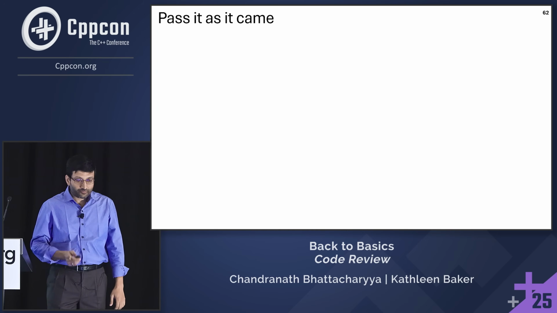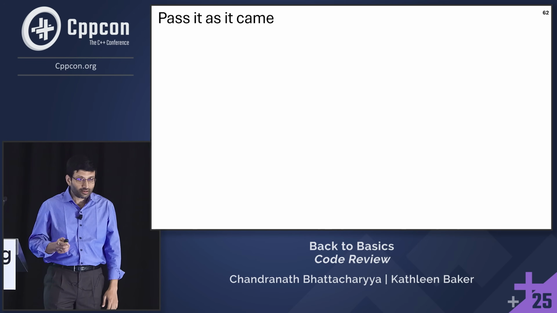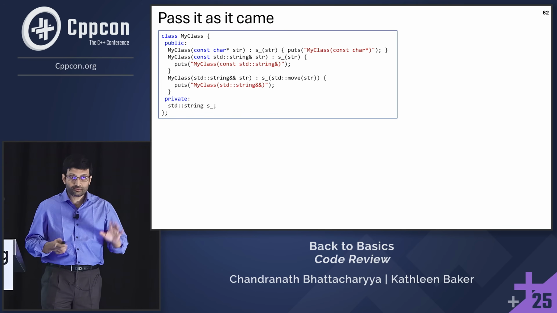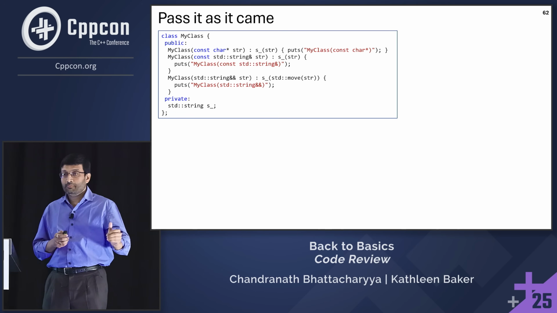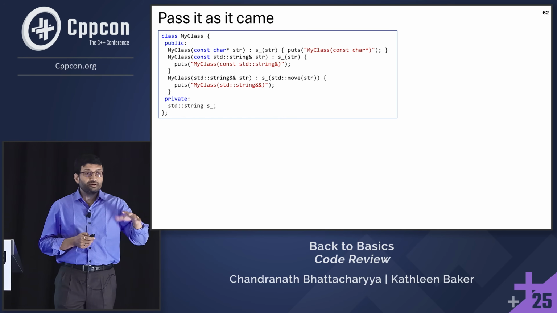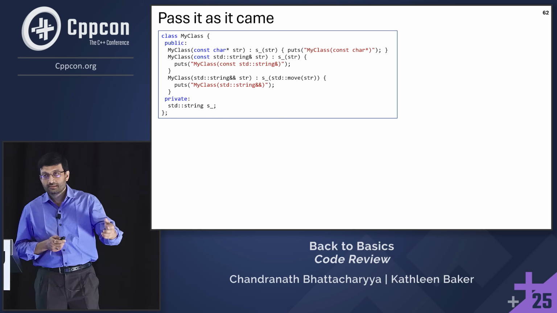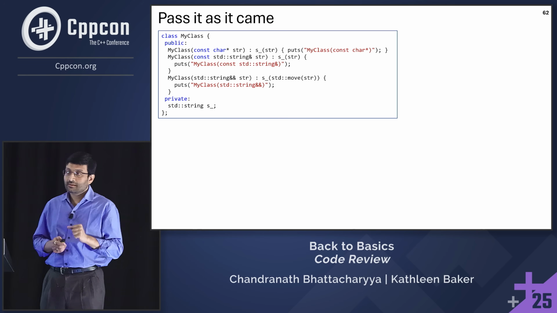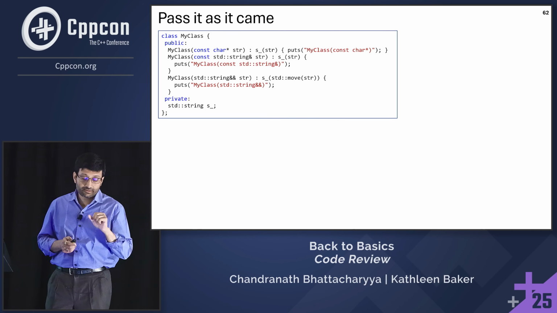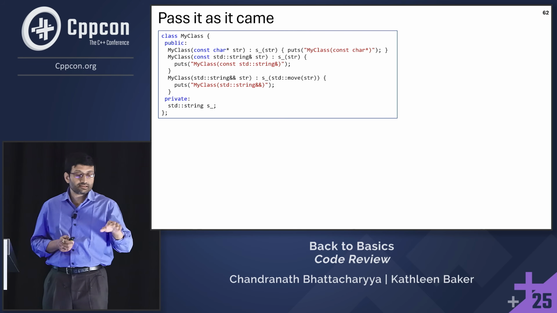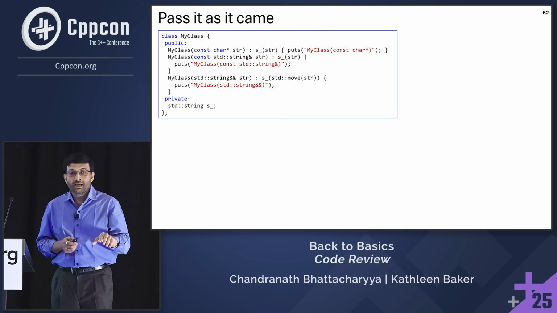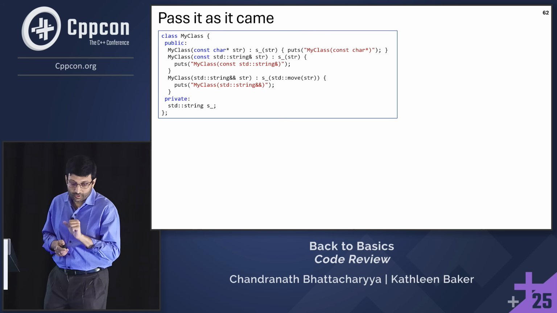Okay, next scenario, pass it as it came. Let's look at some code. Okay, so this is a little daunting code, let me explain. So we have MyClass again, and we have a string member variable. Now we have 3 different constructors to create strings in different ways. The first one is a const char star, which is creating the string. Second is a const string reference, creating the string with the copy constructor. And the third one is the R value reference to string, creating the string with a move constructor, okay?